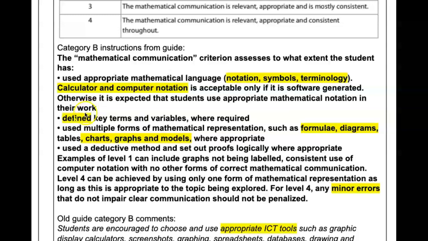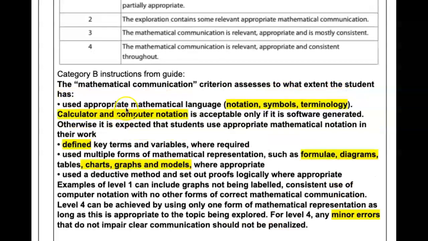You should define your math terms and variables. That's a good math presentation. Actually, what is it called? It's called math communication. Before it was called math presentation. Formulas, diagrams, charts, graphs, and models. So those should all be used appropriately. When there's a time when you should use each of these, you should use them at the right time.